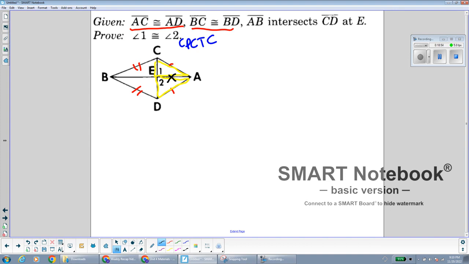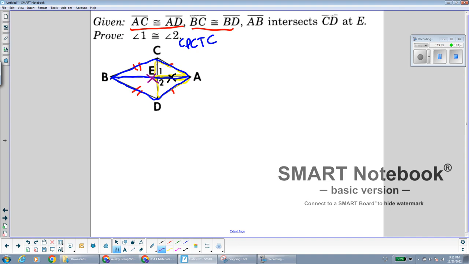But I do have enough information to prove another two pairs of triangles congruent here. Can you find two triangles here that we can prove congruent? And feel free to pause the video so that you can take a look. If you take a look at these two larger triangles, triangles BCA and BDA, notice that we have two pairs of congruent corresponding sides from the givens. And we also have a shared side BA, which is congruent to itself by the reflexive postulate.